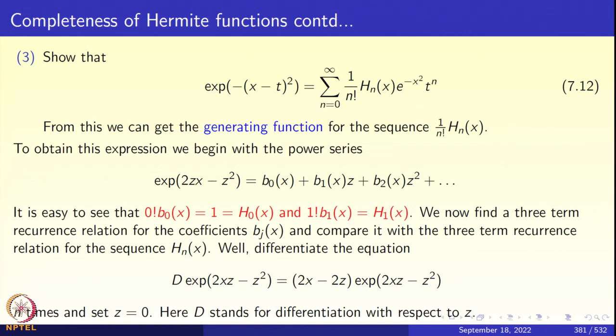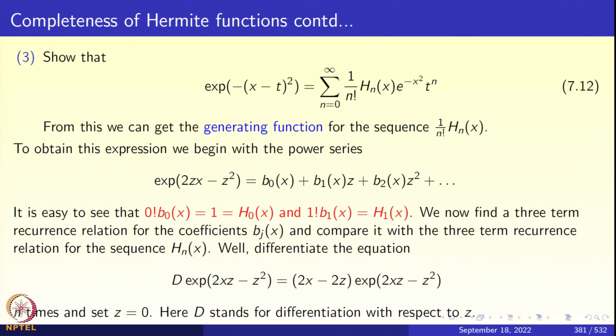The next important thing that we need to do is to get some estimate on H_n(x) upon n factorial, some reasonable estimate on the growth of the Hermite polynomials is needed. In fact, that is the next objective. And why would we need such a thing? Because when we want to prove the completeness of the Hermite functions, we would want to apply the dominated convergence theorem to exchange a summation and integration.